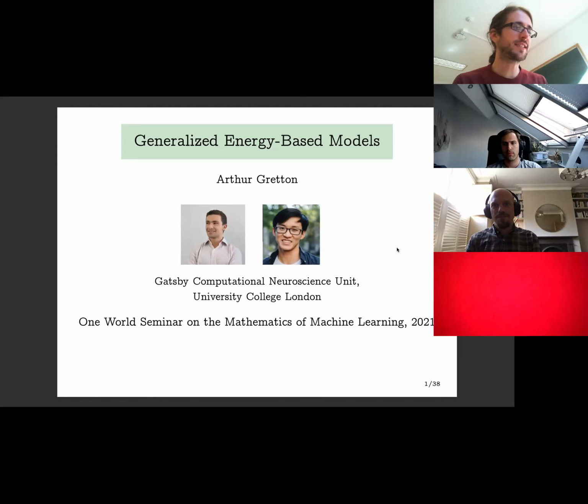Arthur is a professor at the Gatsby Computational Neuroscience Unit and the director of the Centre for Computational Statistics and Machine Learning at UCL. He did his undergraduate degree at Australian National University and a PhD from Cambridge. Since then, I think he spent some time in industry and as a postdoc at Carnegie Mellon University, and now he's at UCL. He's going to talk about generalized energy-based models.